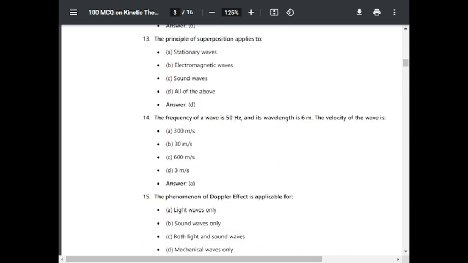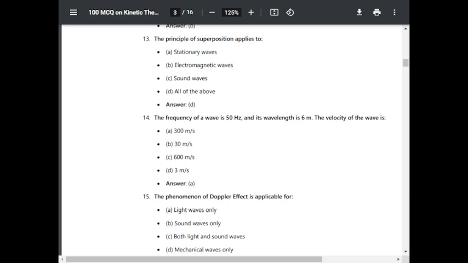Question number 13. The principle of superposition applies to: option A, stationary waves; option B, electromagnetic waves; option C, sound waves; option D, all the above. The principle of superposition applies to stationary waves, electromagnetic waves and sound waves. Hence option D is correct.